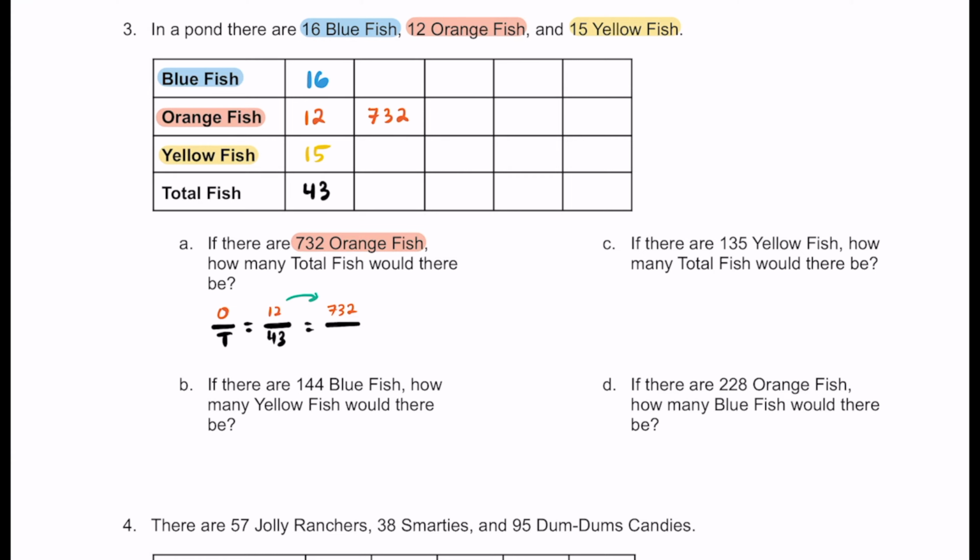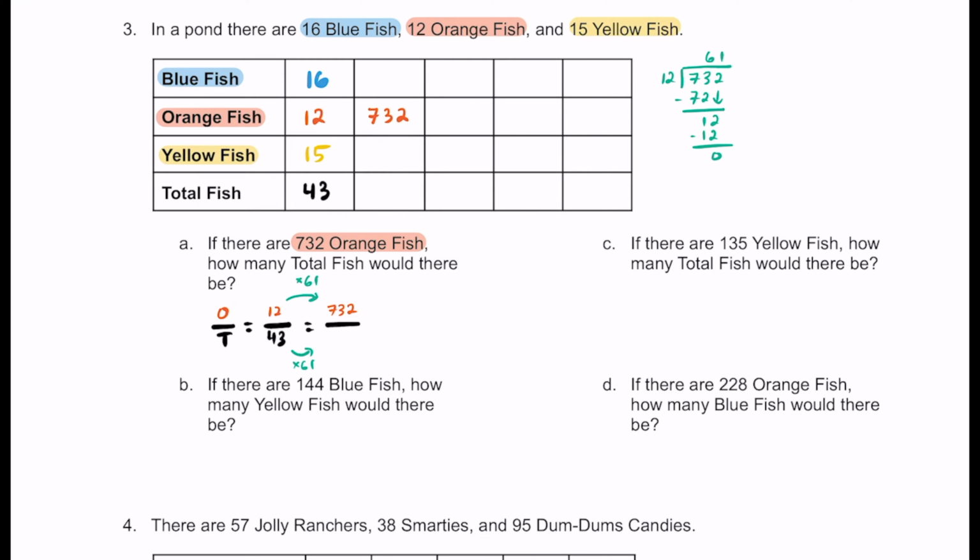Now for this one, I will go ahead and write out the division so you can practice seeing that. And so we have 12 into 732. 12 doesn't go into 7, but it goes into 73 6 times. 6 times 12 is 72. If we subtract, that's going to be 1. Bring down this 2. 12 into 12 is going to be 1, so 1 times 12 is 12, remainder of 0. So looks like there's going to be 61 times more of these orange fish, so we need 61 times more of the total fish here to keep the same ratio.